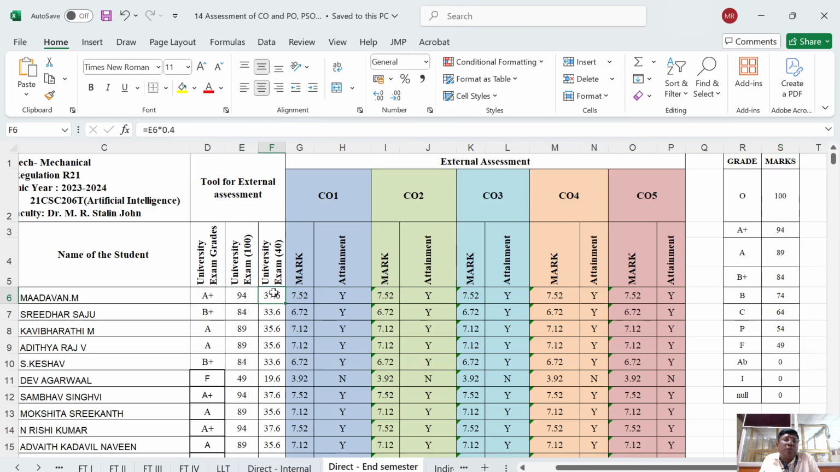Then the university examination has a 40% weightage, not 100%. So out of 94, it should be multiplied by 0.4 to get the university examination mark, because it consists of internal and external. So we are taking only that 40% out, and we are not aware of which CO he answered. So we have split it equally among CO1 to CO5. Whatever the mark, 37 point, it is split equally. Then the attainment level is calculated for the 60%.